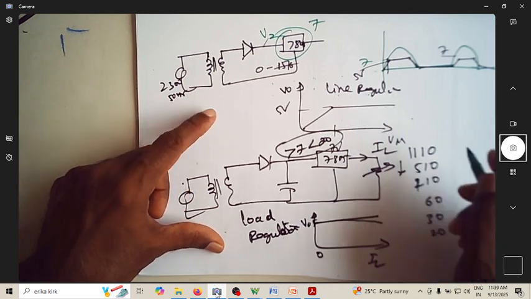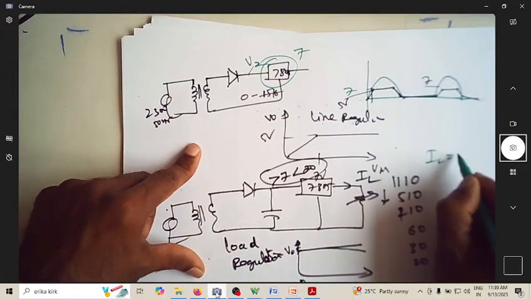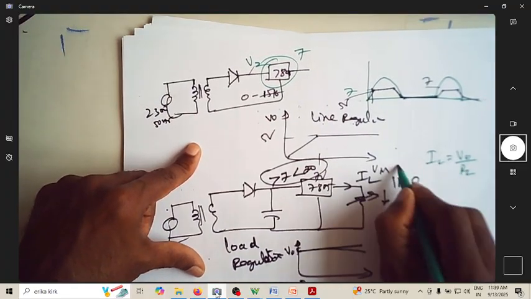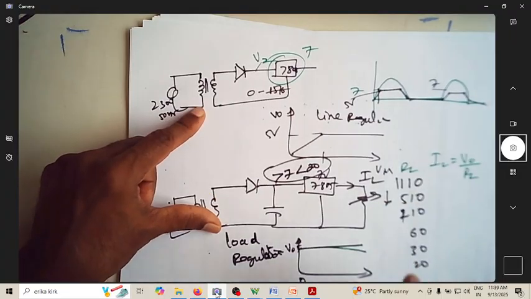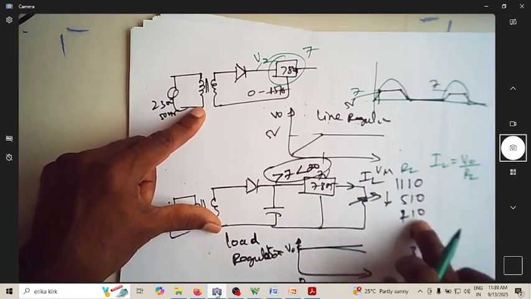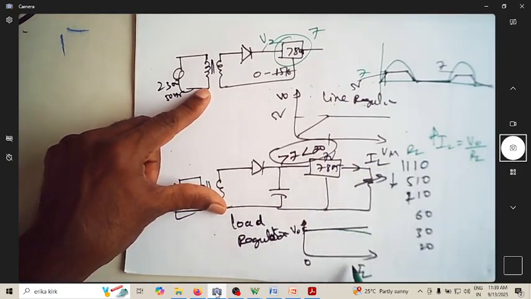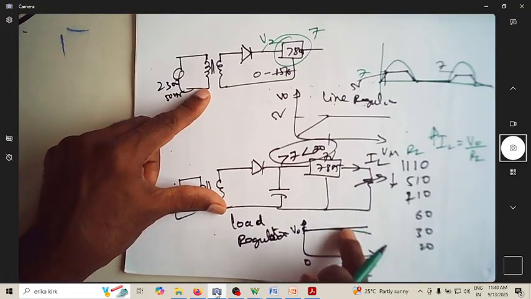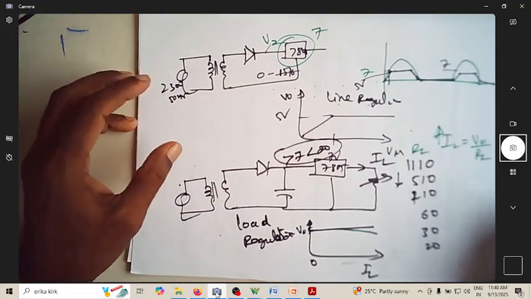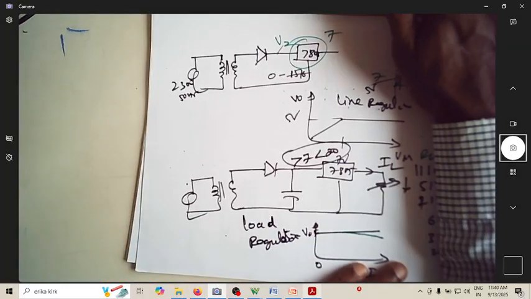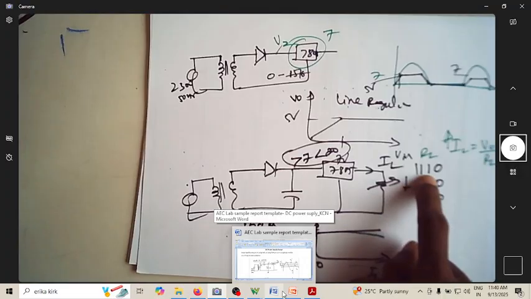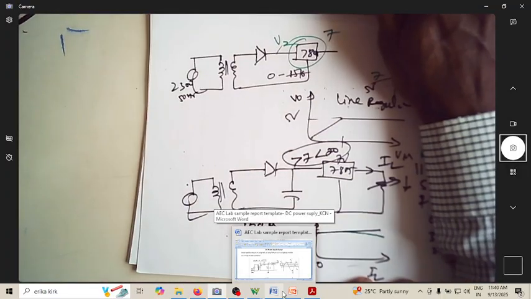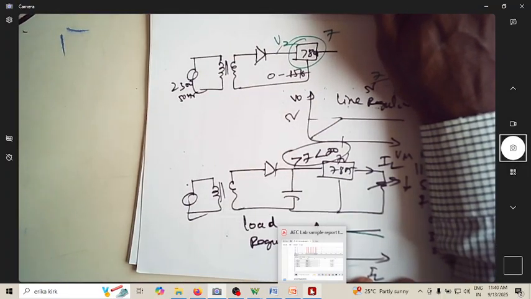So when the resistance reduces, because what is IL? IL is nothing but V0 by RL. So this is RL. So when you keep reducing this resistance, this current increases. When this current increases, your output voltage will reduce. So let us do that here. So what we are doing here is we are just changing the value from 110 to 510, all those things. So we have taken the plots corresponding to that.